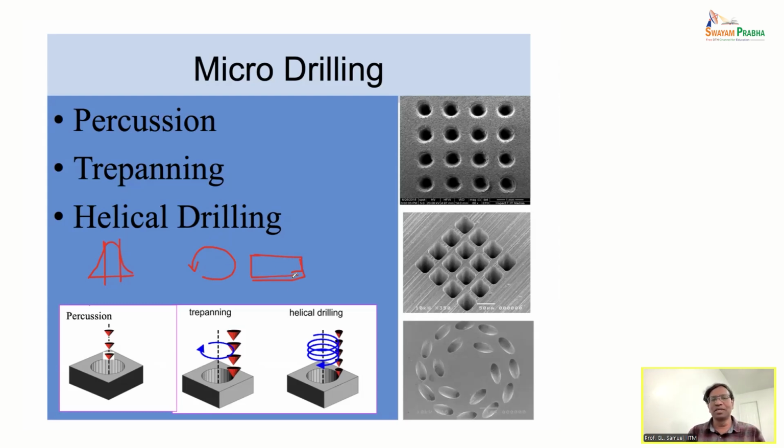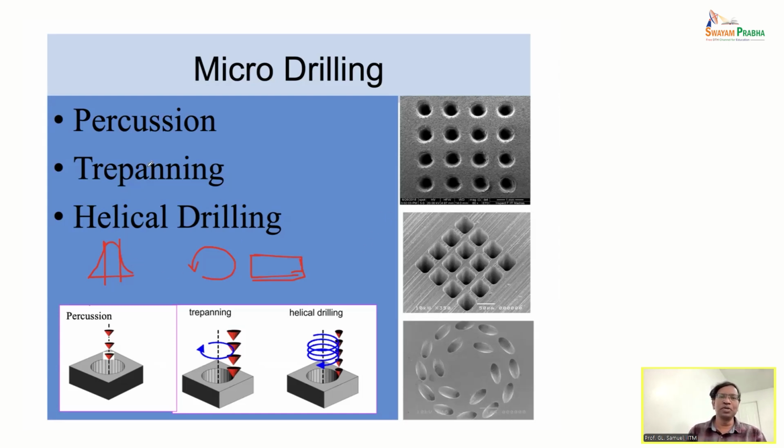For that, we use a method called helical drilling, where the diameter of the helix will be equal to the diameter of the hole which we need. We take the laser around and remove the material layer by layer, and then move the laser down. Thus we can produce the holes.